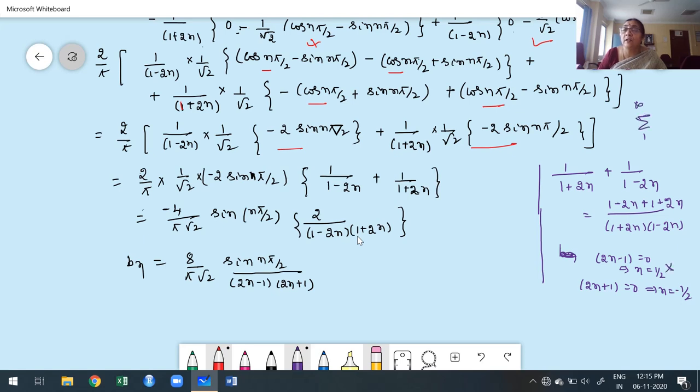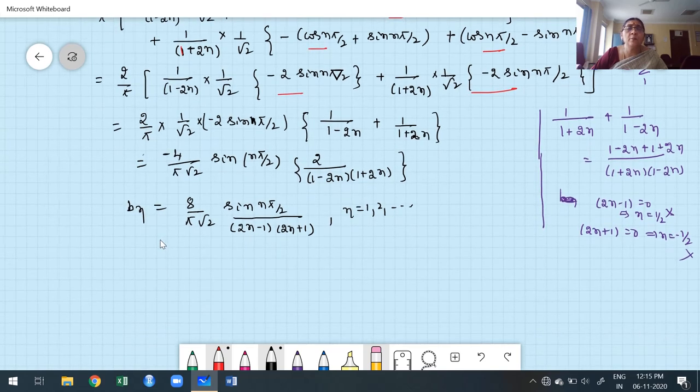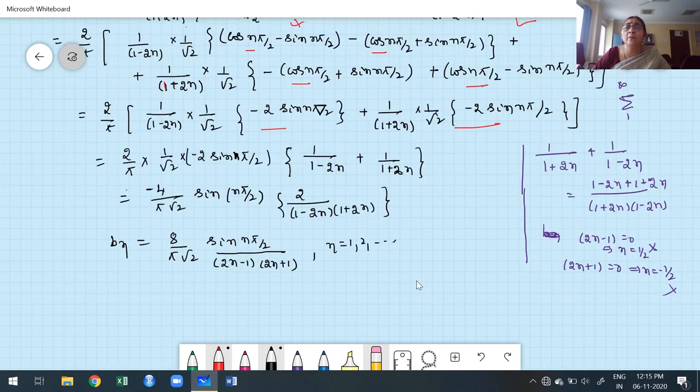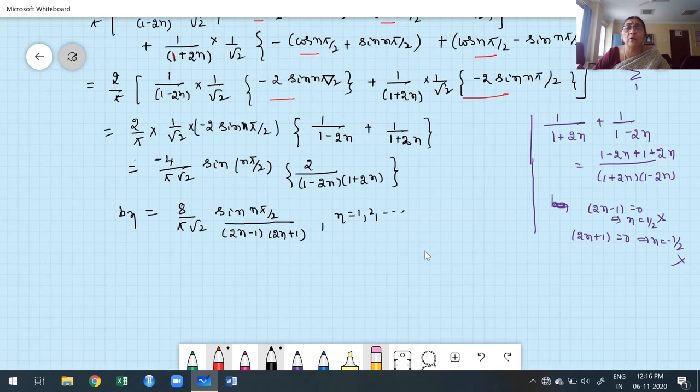This shows that n is equal to half is not included. n is equal to minus half is also not included. Our summation starts from 1 to infinity, therefore confidently write this is true for n is equal to 1, 2, 3, etc. Either you may get 0 or a non-zero value, but you don't get an infinite value. Where will we get an infinite value? n is equal to minus half, n is equal to half. Both values are not included in our summation. Summation starts from 1 to infinity.